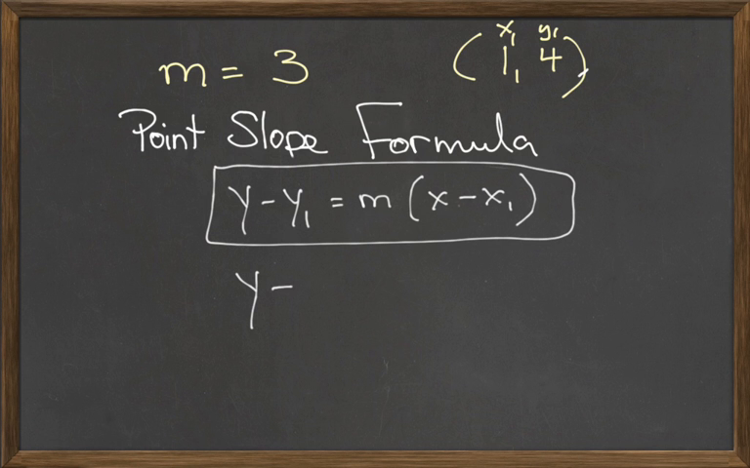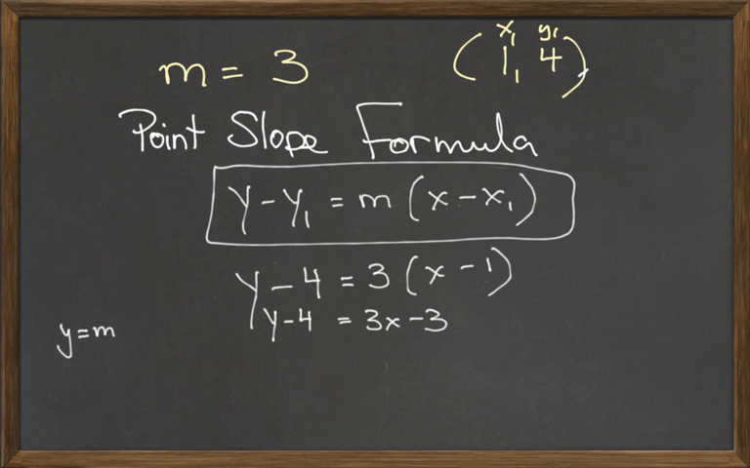y minus, what is y1? In this case, I said it is 4, equals, what is m? 3. x stays x, minus, what is x1? 1. So this is what we got. We plugged in the slope and the point into the formula. Now we're going to distribute the 3: 3x minus 3.